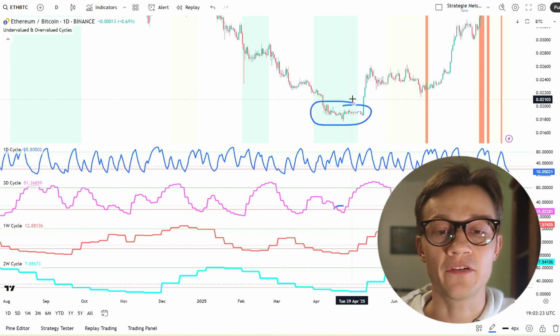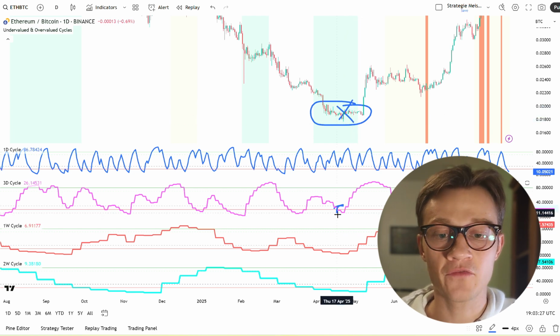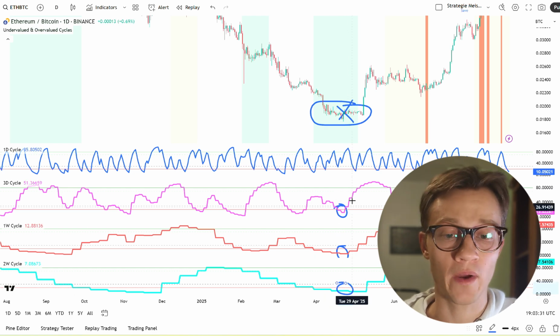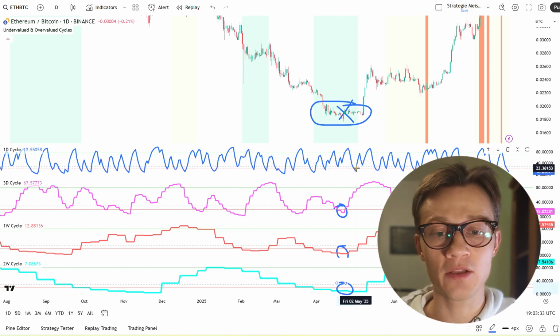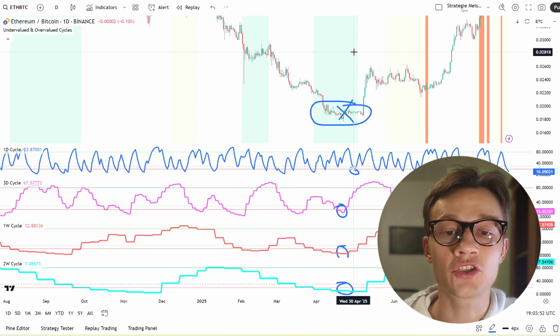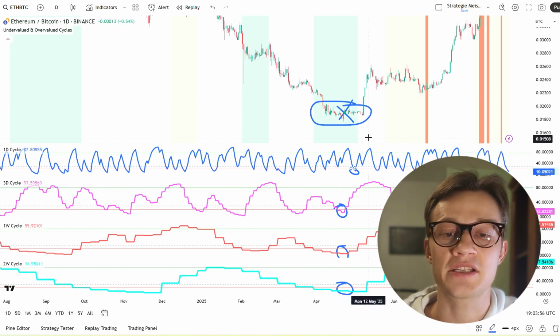Now, this zone was a perfect bottom. Here, where the Ethereum Bitcoin pair bottomed. And we can confirm that with the 3-day cycle, the 1-week cycle, and the 2-week cycle all going below 20. The 1-day cycle went below 20 just after the fact. And that's why you don't see this dark green color on the screen, but you actually don't even need that if you have these cycle indicators just in front of your eyes.